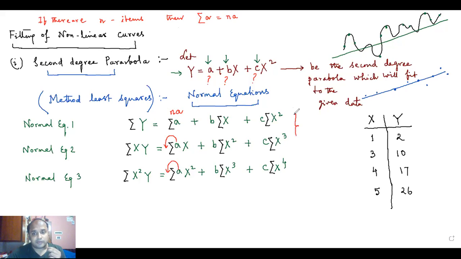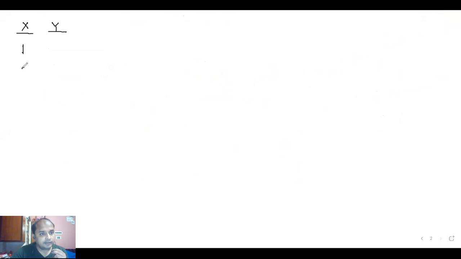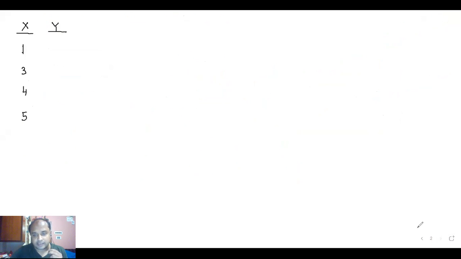Now, these are the three normal equations. And according to the normal equations, I'm going to prepare my chart, where I'm going to do the calculations. Okay. So we have this data. Let me write the data once again. X, Y. What are the data? X is 1, 3, 4, and 5. And Y is 2, 10, 17, and 26.